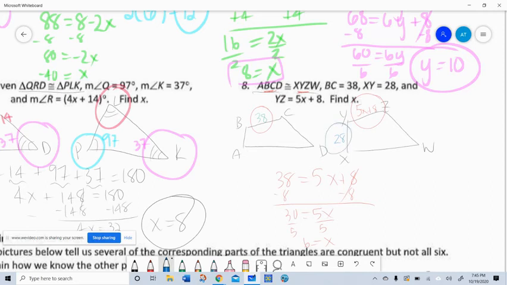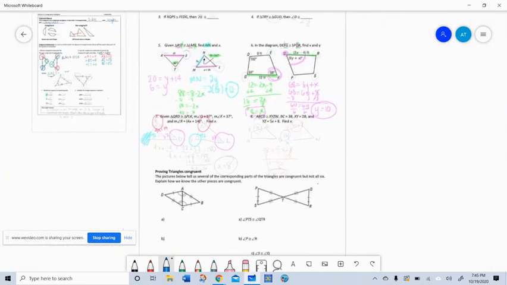Now you might be asking yourself, Mrs. T, how come you didn't use the 28? And the answer is we didn't need it on this problem. So we were kind of lucky. We had some extra information. I know you guys are not a big fan of when you have extra stuff you don't need, but that's what happened here. Okay?